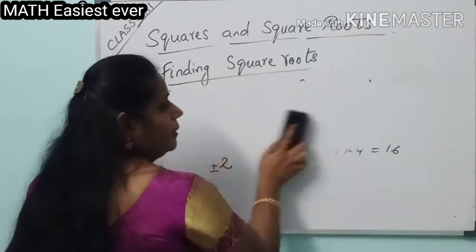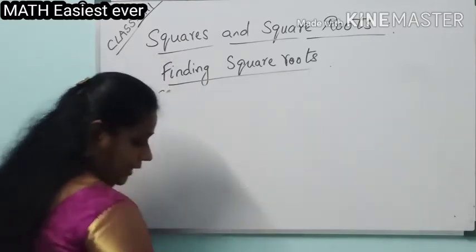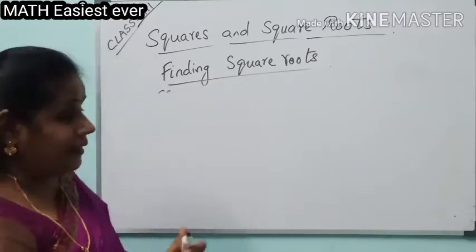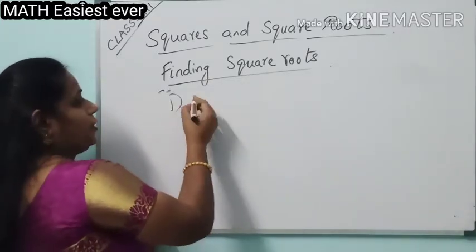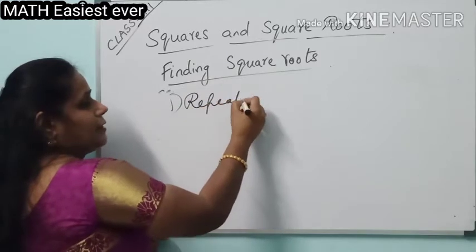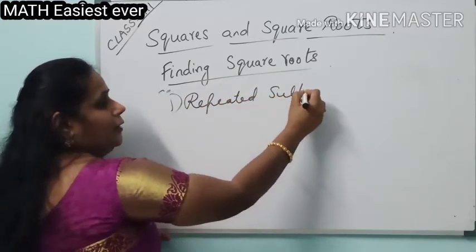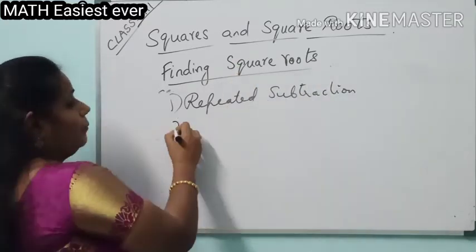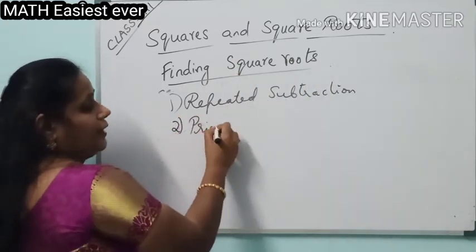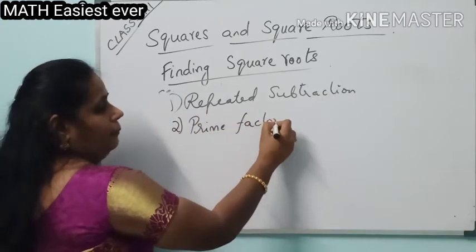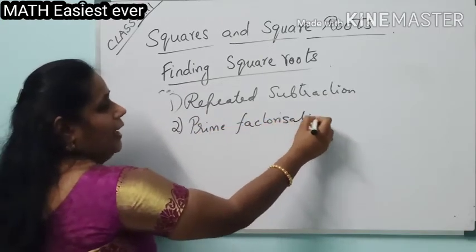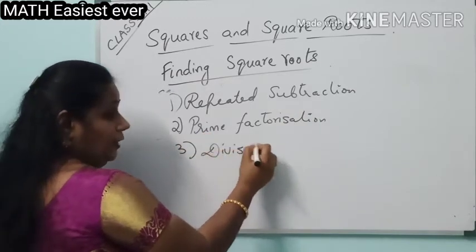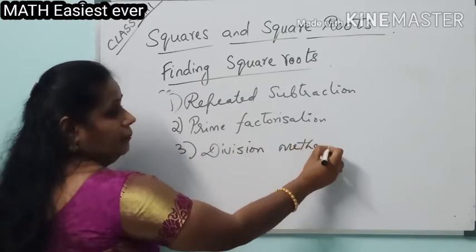For bigger numbers, in your textbook for class 8, we have 3 methods to find the square root. The first method is called repeated subtraction. The second method is the prime factorization method. And the third method is the most common method, which you have to learn thoroughly. This is the division method.